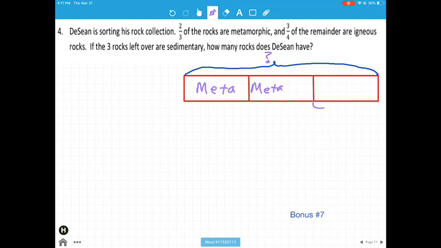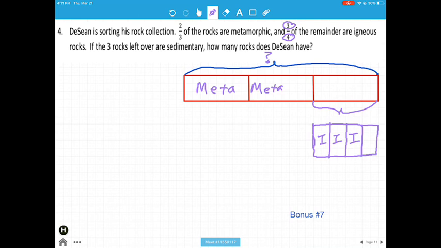Now 3/4 of the remaining are igneous. So out of this, 3/4 are igneous. So I'm going to create this again, and I'm going to divide this into fourths. Why fourths? Because it says here fourths. And it says that they're igneous. So I'm going to put an I in them for 3 of them. Why 3? Because it says 3 right there.